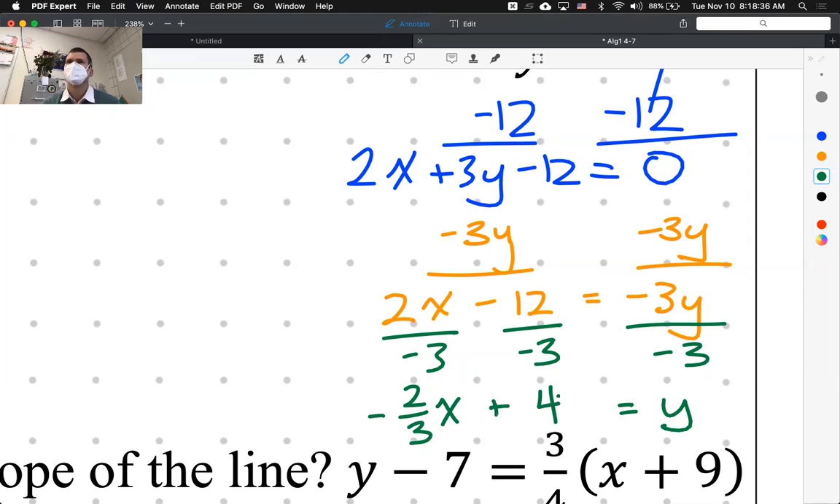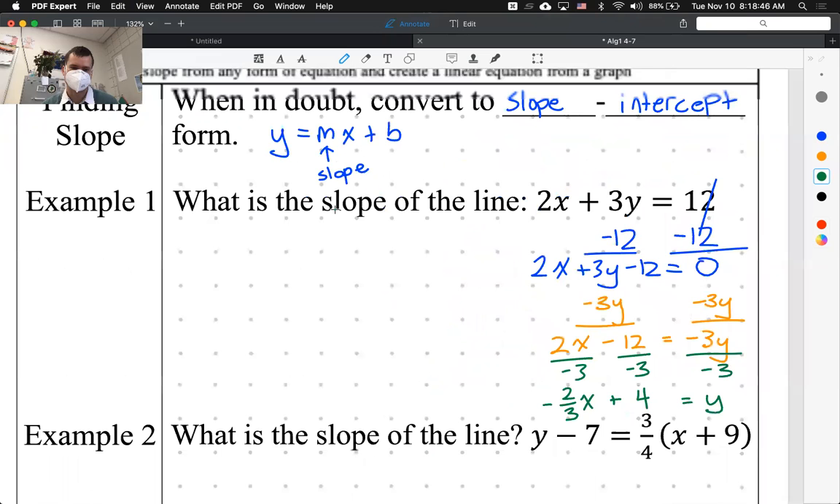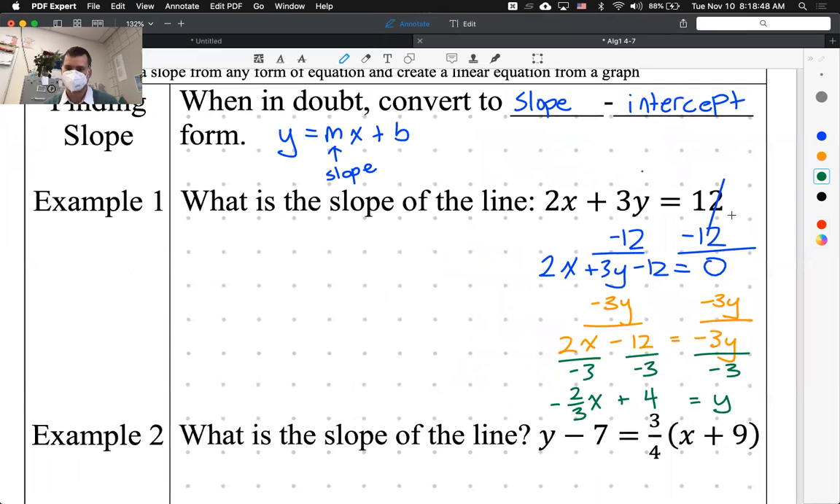Nice. And then we have our answer. What is our answer, Jose? Negative 2 x plus 4 equals y. Yeah, so that's the equation, right? But the question was, what is the slope of this line? So now that we've written it in slope intercept form, what is the slope?